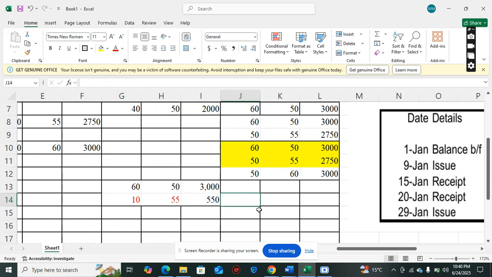Okay, so we come now to our balance. All right, so these 60 units have all gone. These 50 units, we removed 10 from them, so we remained with 40 units valued at 55.